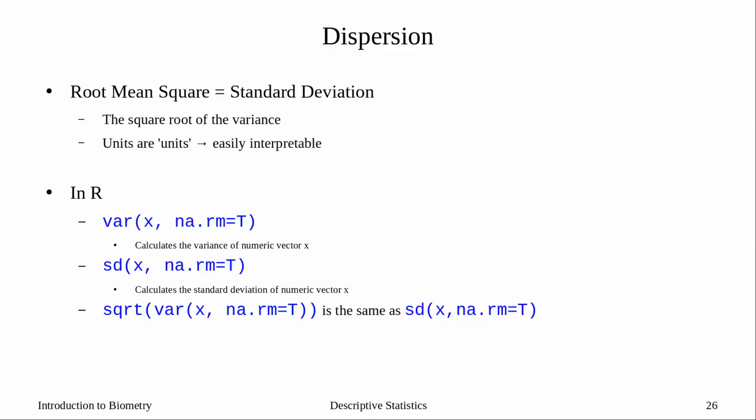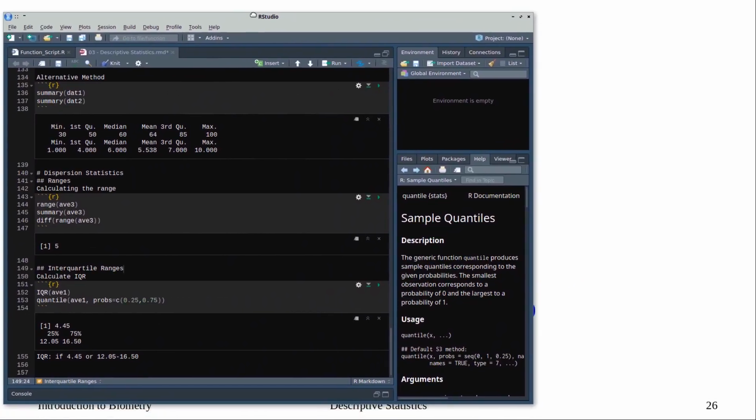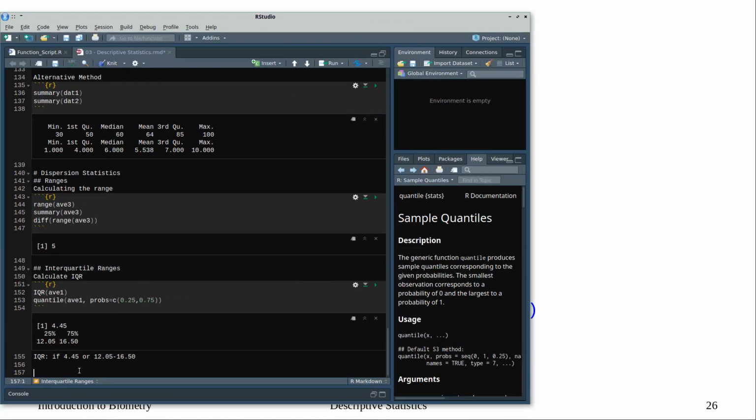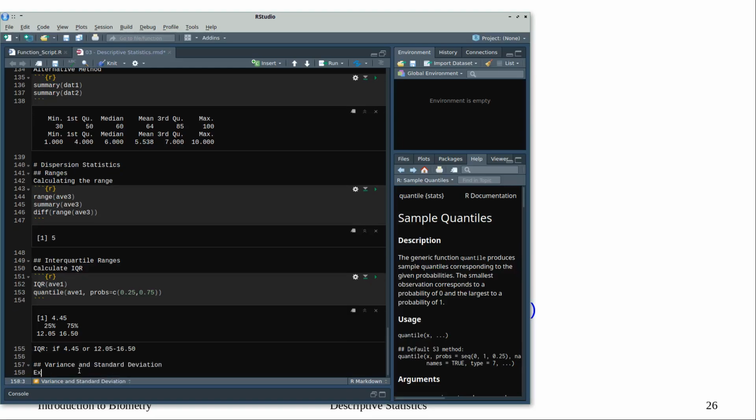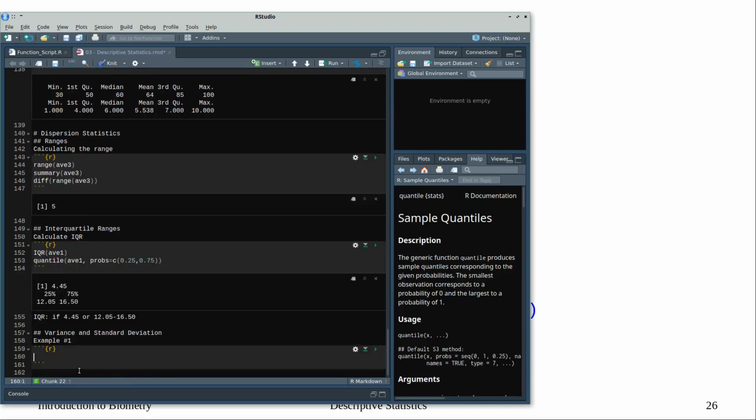So we just calculated variances by hand. Let's show you how we could do it in R. So what we will do is go back to our script and continue taking notes. So we have example 1. It's the one we did by hand. We calculated a variance of 4.4.